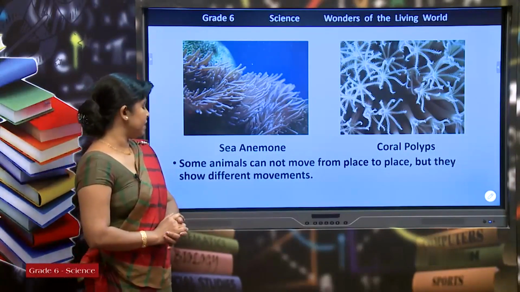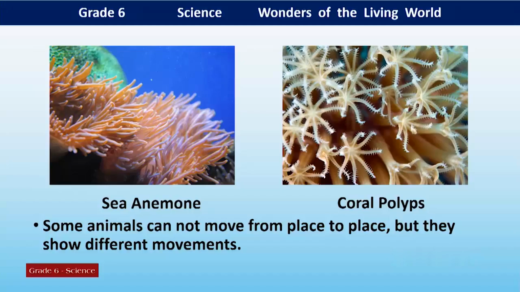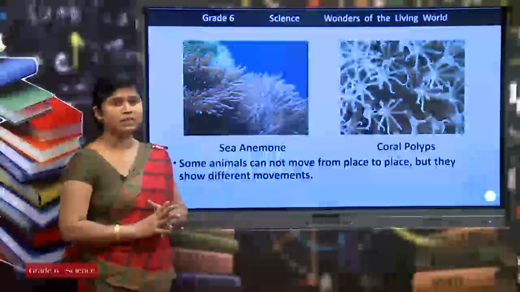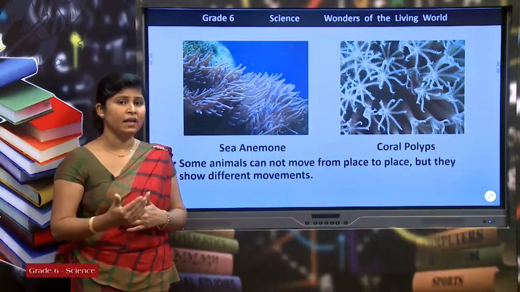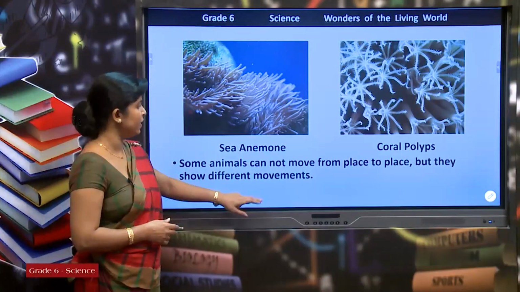Some animals cannot move from place to place, but they show different movements, right? Now, here are some examples for such type of animals: sea anemone and coral polyps. They can't move from one place to another. Actually, they are fixed onto a surface, but they are animals. They can show different movements, but they can't move from one place to another.